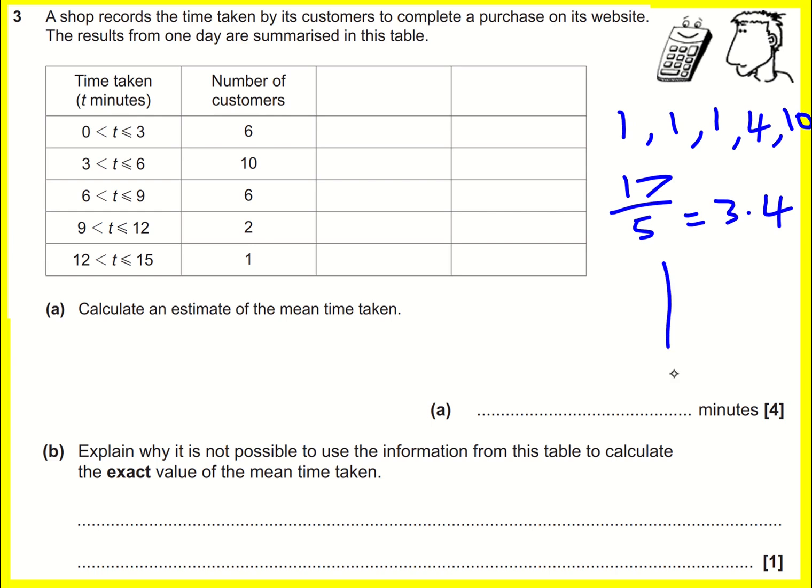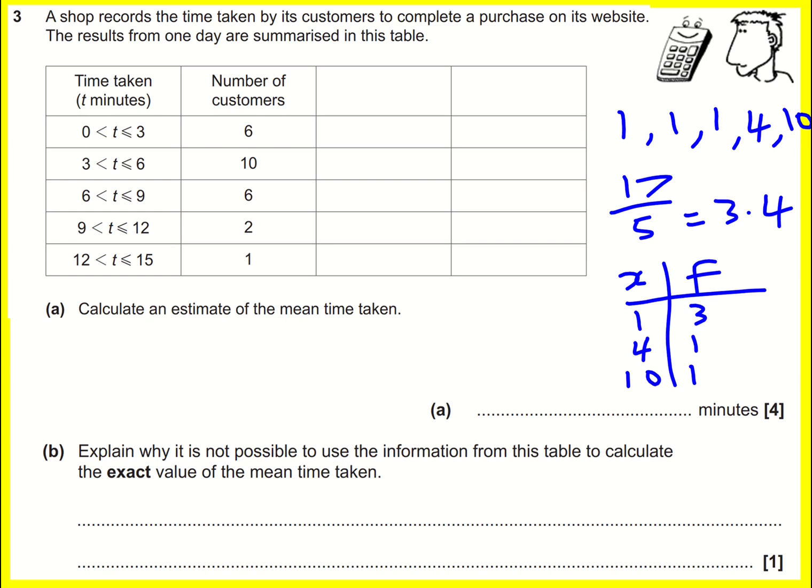Now it's possible to represent this raw data in a frequency table. So here I would have my X value, and then I'd have my frequency at which it occurs. So I've got 1, 4, and 10. I've got 3 lots of 1. I've just got 1 of 4, and 1 of 10.